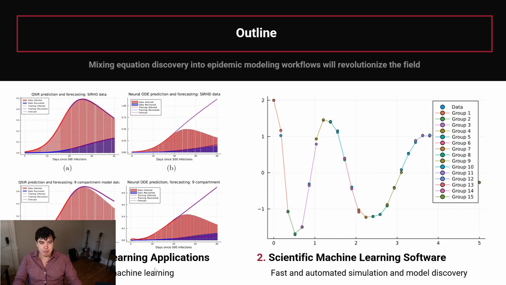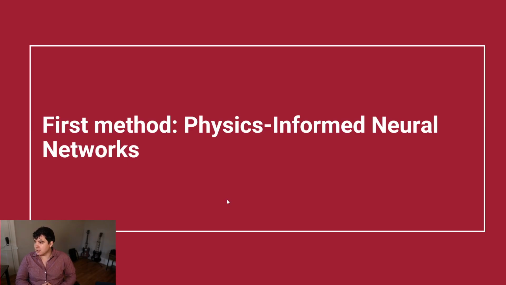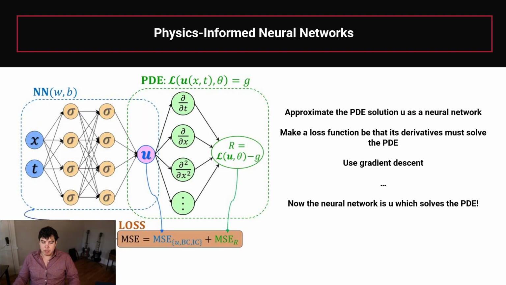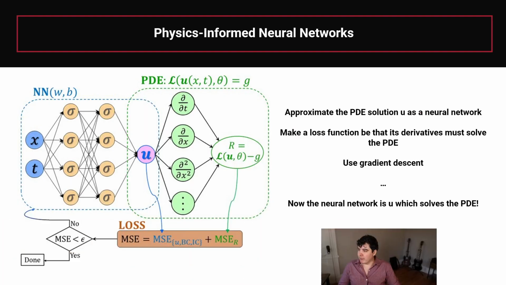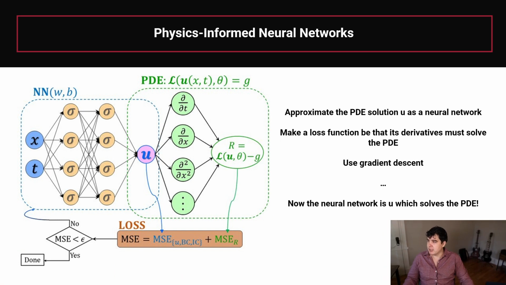So the first method to talk about is the physics-informed neural network, because this is a dead simple scientific machine learning method, and you can immediately see some pretty good results. So what is a physics-informed neural network? Physics-informed neural networks are a method where you take a physical equation, say a differential equation, and you represent its solution as a neural network.